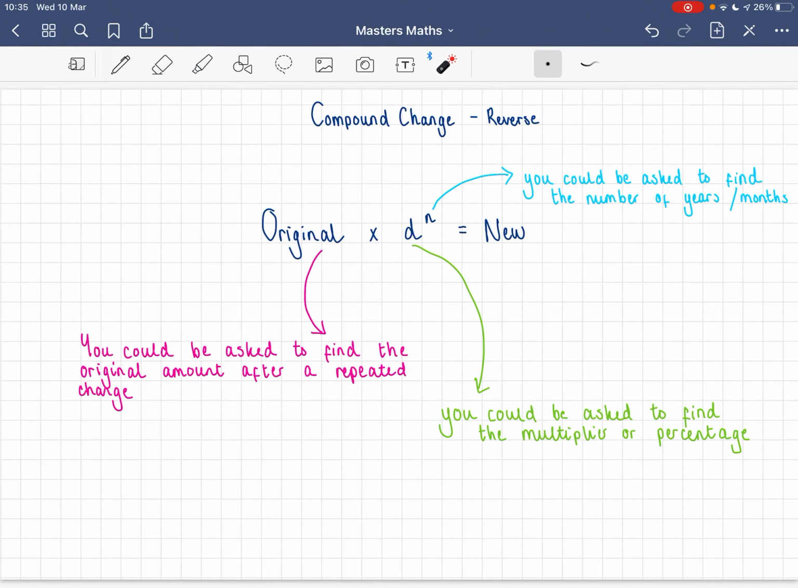Hopefully we know how to use that. I haven't done a video on that yet, but I will. So hang fire if you're not sure about compound change at all.